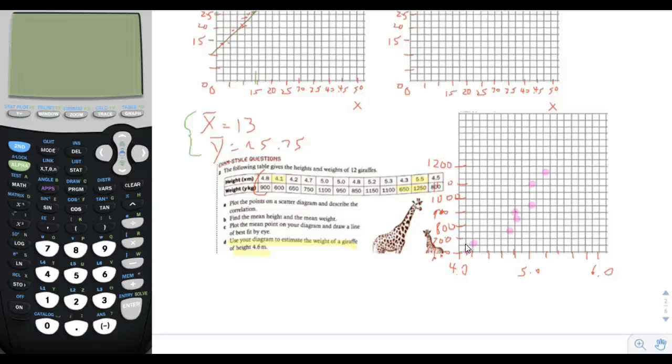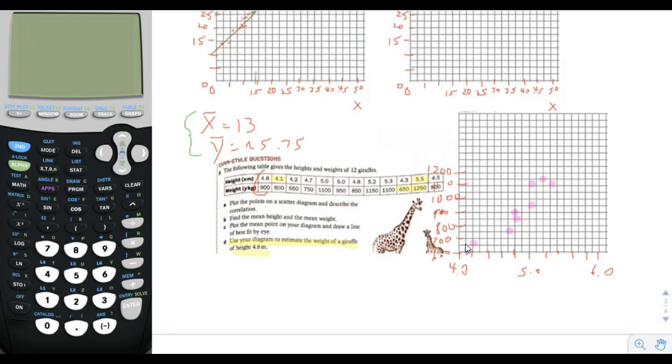Hey, I see I did something wrong with 12. Did you see that? My 1200 is a little bit high. Okay, so that is also wrong. I want to put last 5.2, 1150 would be right there. 5.3, 1100 would be right there.